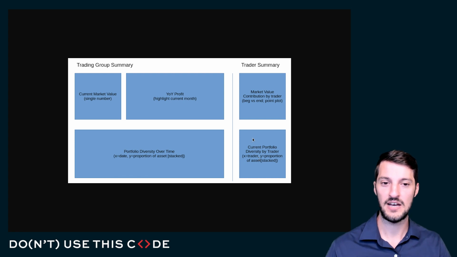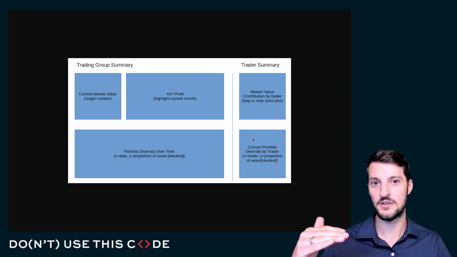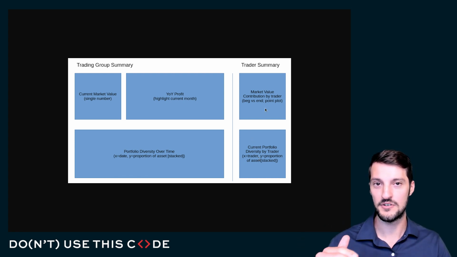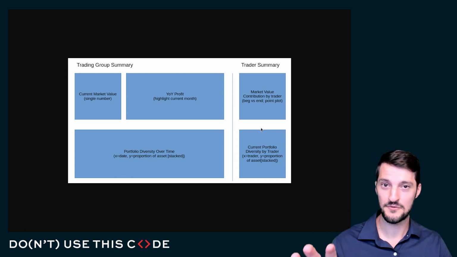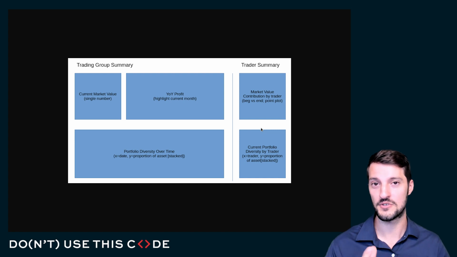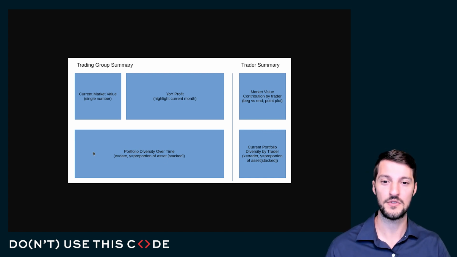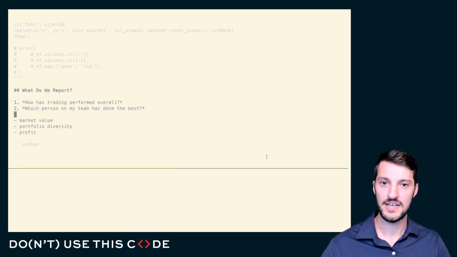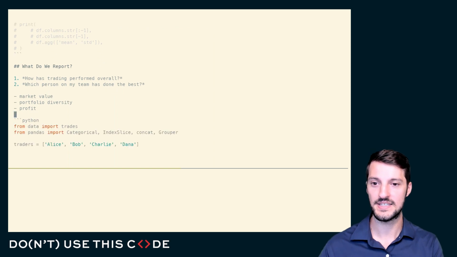Then on the bottom, we have portfolio diversity. You can start to see the horizontal layout here. The top row is market value and the bottom row is portfolio diversity. And on the left, we have group summary, and on the right, we have trader. So we're going to be doing a very similar thing that we did for the portfolio diversity at the group level, just at the trader level instead. So let's go ahead and take a look at these data.